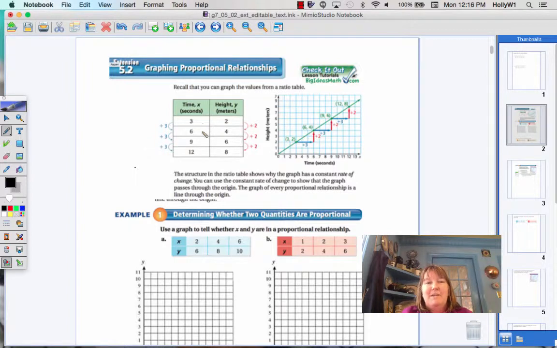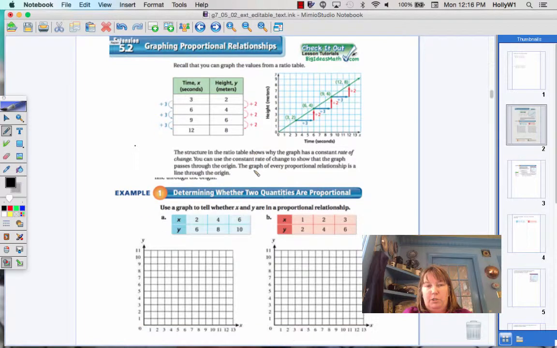So anyway, if we simplify all of these, you'll see that they actually do simplify down to 3 to 2. So we know already that they probably are a proportional relationship. But if we graph these on a graph, you'll notice that it forms a straight line and it goes through 0. And that is another way to tell whether or not two ratios are in a proportional relationship.